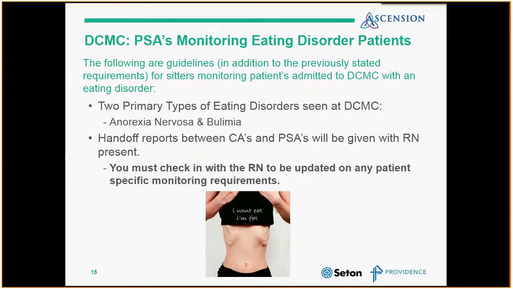The second type of patients is those patients with eating disorders. So these guidelines, in addition to the previously stated guidelines, are for sitters monitoring patients admitted to Dell Children's Medical Center with an eating disorder. The 2 primary types of eating disorders are anorexia and bulimia. So you want to get report from the patient's nurse, so that way you can find out if there's any specific monitoring requirements.